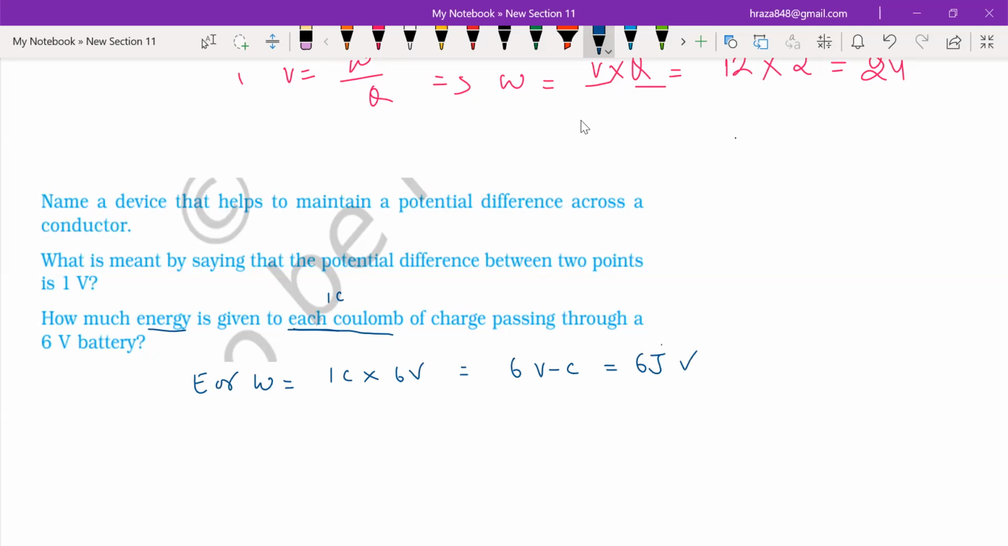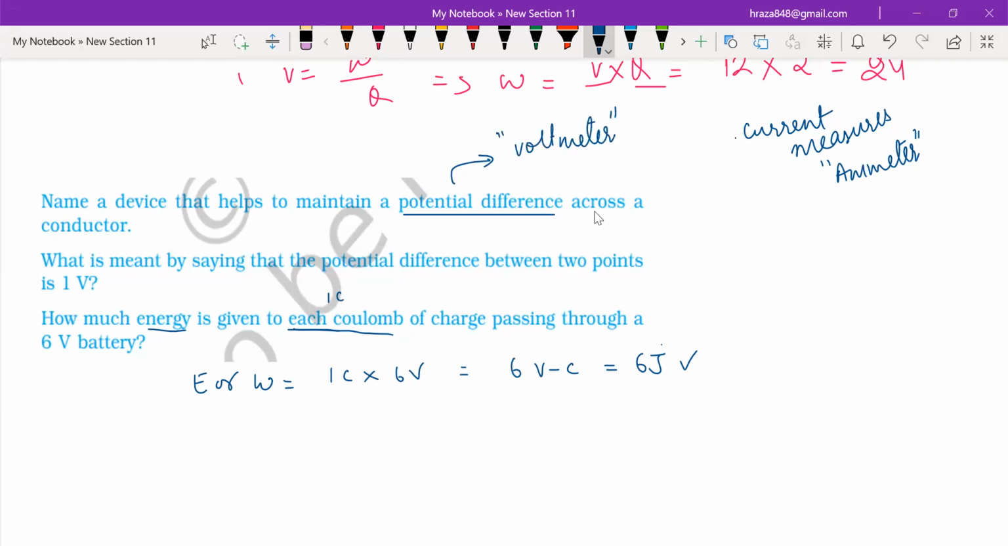What about the first one? Sir, current is measured by a device that is known as an ammeter. And the device that measures the potential difference is the voltmeter. Always remember that. Okay. Yes, sir.